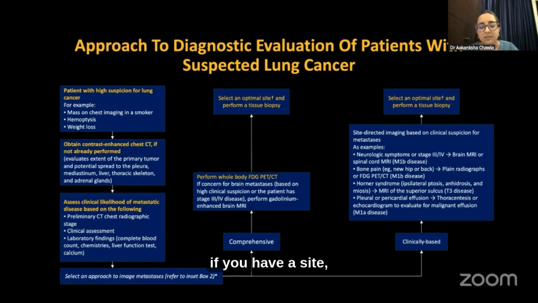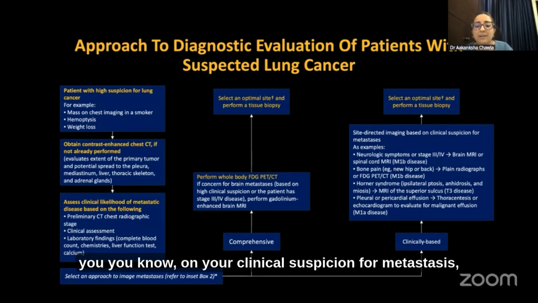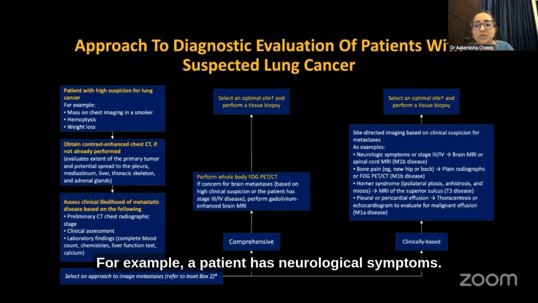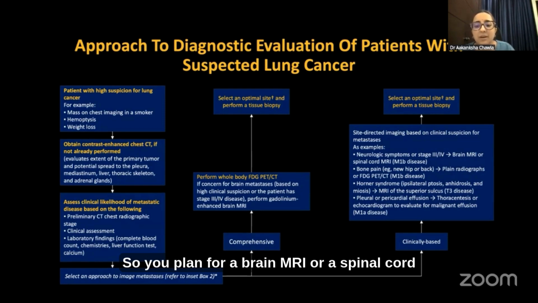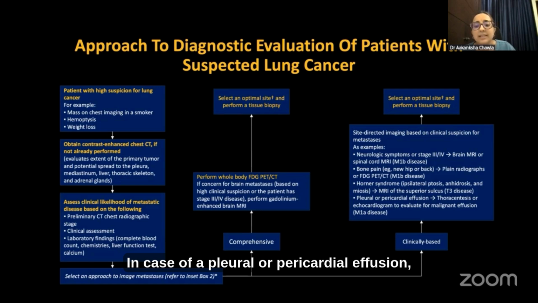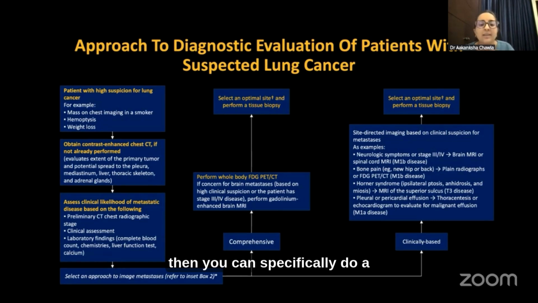Similarly, if you have a site which you're specifically thinking of, on your clinical suspicion for metastasis, then you specifically image those sites. For example, a patient has neurological symptoms, so you plan for a brain MRI or a spinal cord MRI. Patient may have bone pain. In that case, either X-rays or maybe a PET again might be needed. In case of a pleural or pericardial effusion, you're going to require a thoracocentesis and echo to evaluate for malignant effusions, right? So accordingly, if you have a high suspicion, then you can specifically do a site-directed imaging as well.